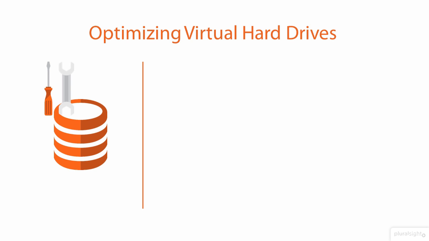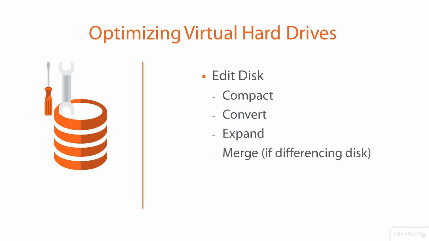Optimizing virtual hard drives is something you'll use the Edit Disk command to accomplish. You can compact the size of a VHD or VHDX, convert it, expand it, or if it's a differencing disk, merge it with its parent. The Inspect Disk command in the console is basically a property viewer, but it can reconnect a differencing disk to its parent if the differencing disk got lost on aisle 10.